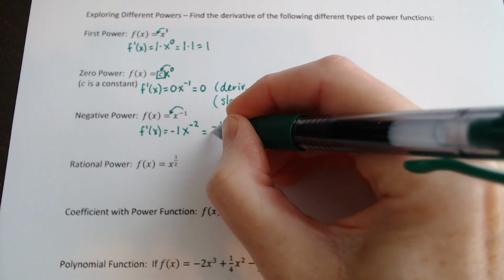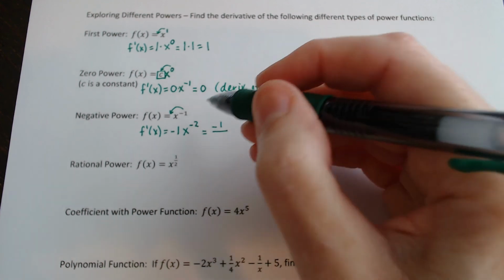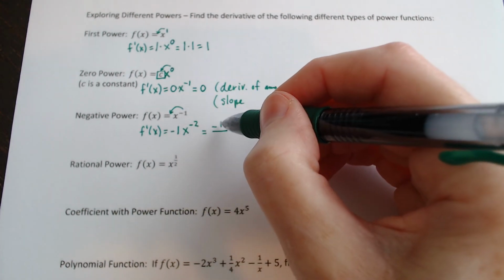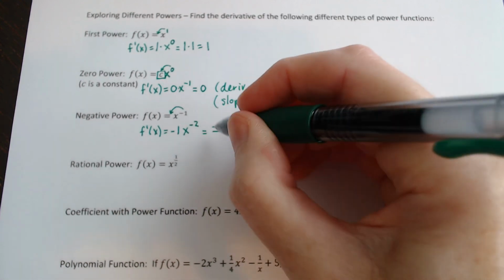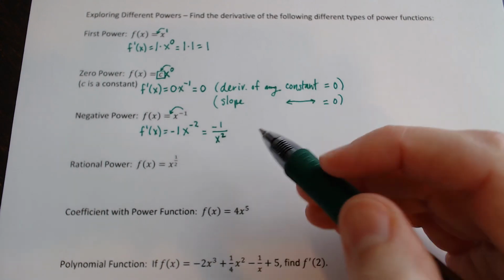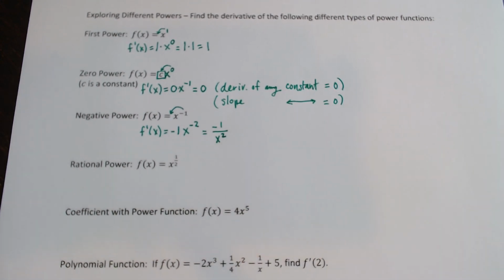And through our knowledge of negative exponents, another way to write that derivative would be to keep the negative coefficient in the numerator, and to make that negative 2 power into a positive power, it moves that base of x squared into the denominator.